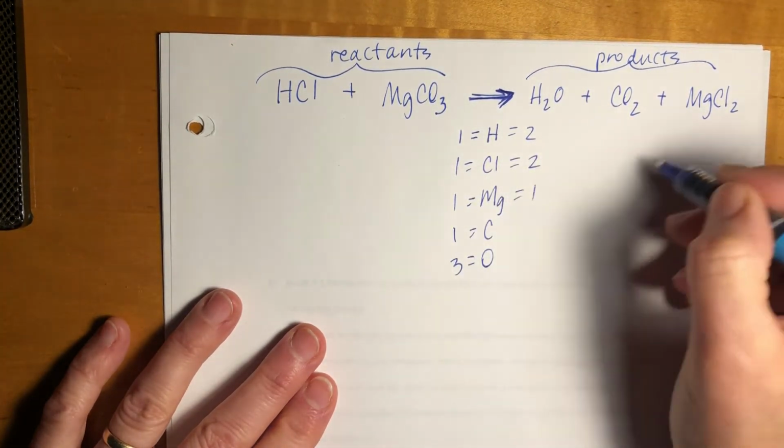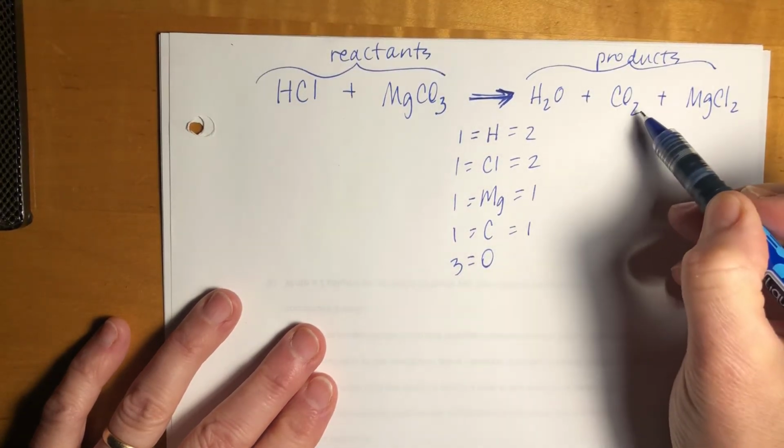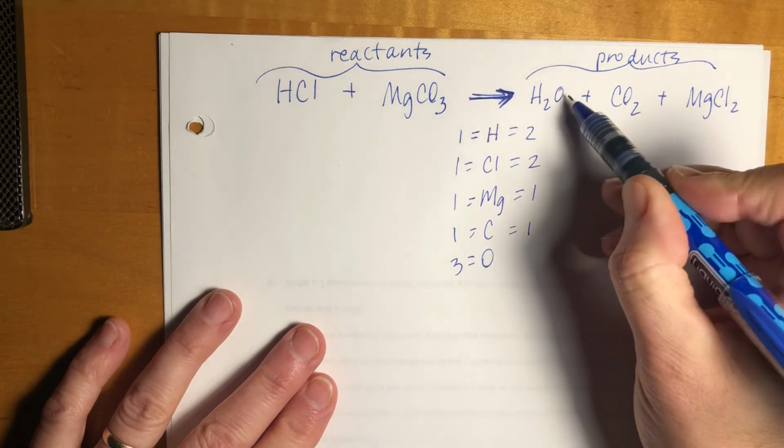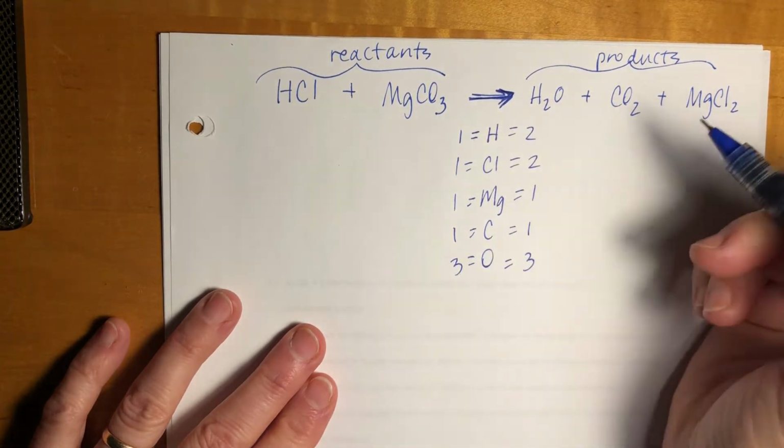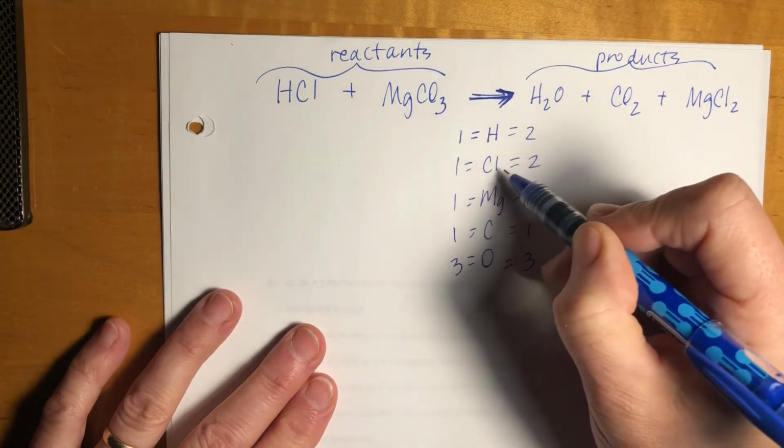There's just 1 magnesium, 1 carbon, and oxygens. Be careful. Oxygens are often difficult. There's 2 here, but there's 1 there, so there are 3. So if you look at this, some of the atoms are balanced, but some of the atoms are not.